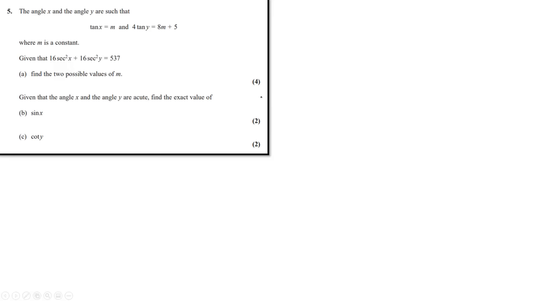So what we're looking for here, and what we need to use, is the fact that 16 sec squared x plus 16 sec squared y is equal to 537. And we know that tan x is equal to m. So if we start with this, tan x equals m, how can we relate this to 16 sec squared x? Well, we know one of our trig identities is that sec squared x is equal to 1 plus tan squared x.